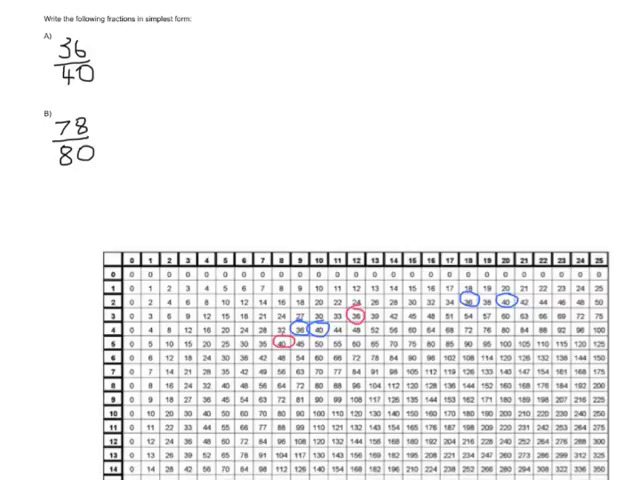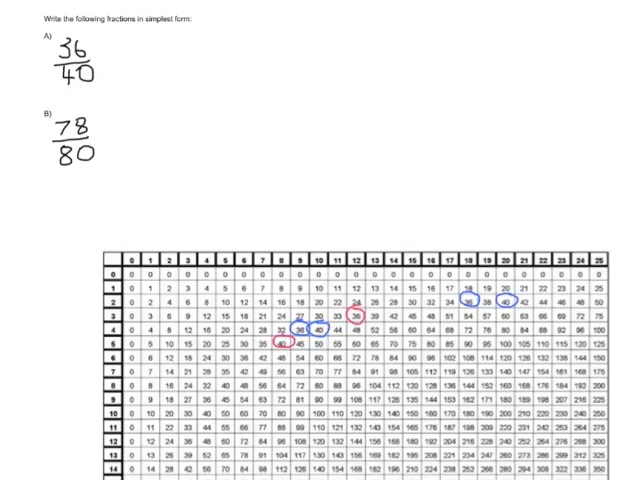Okay, so simplifying fractions is probably the most challenging part in this chapter. And the reason why it's challenging is because you need to know what your times tables are. If you know what your times tables are, then this question isn't really an issue. But for those of you who don't really know your times tables, then this could be challenging.